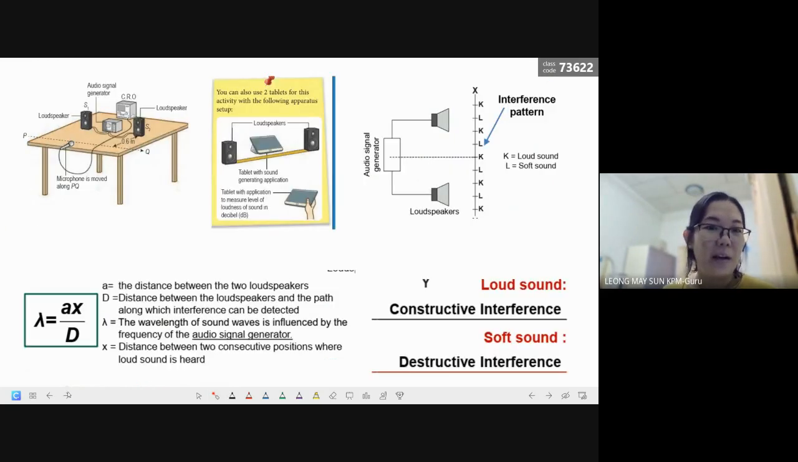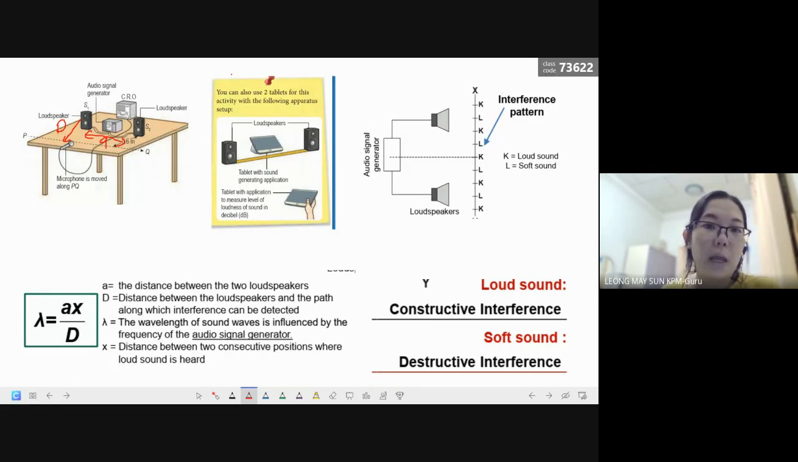Yeah? All right. So in this situation, from the audio signal generator to two speakers, that is your A. This location is the A. From the loudspeaker to the position where the microphone is being moved, that is capital D. And then the microphone will move along the loud and soft sound.